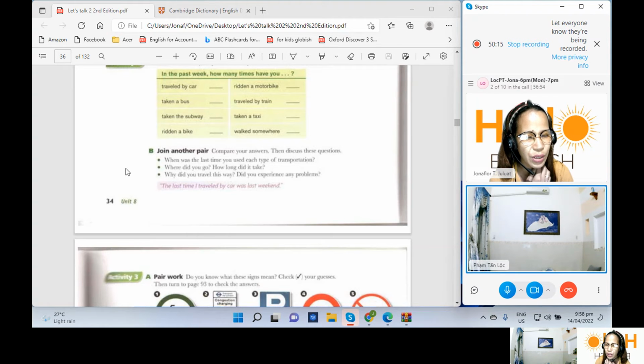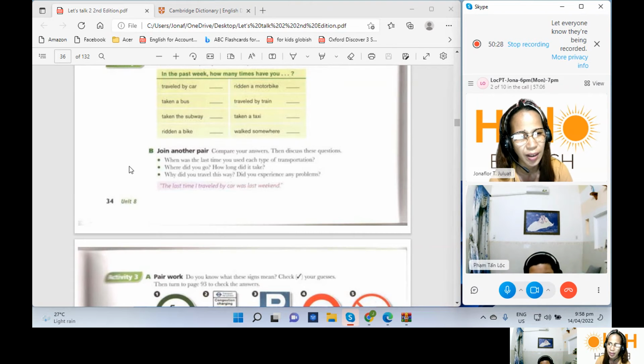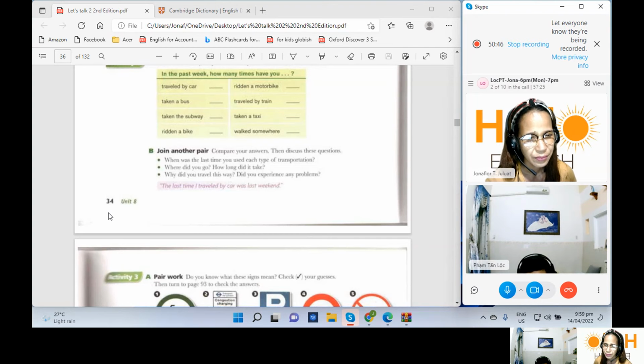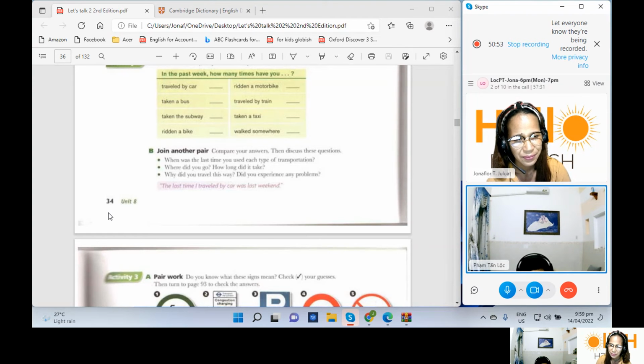Going to your house? From school. I go to school by bike, and how long does it take? Is it 30 minutes, 15 minutes? Just 10, because my house is here. It's near, yes. I see. Okay, so why did you travel this way? Did you experience any problem? Okay, why did you travel by bike? Because the school is very near your house, right? Yes. Okay. The last time I traveled by car was last weekend. Oh.